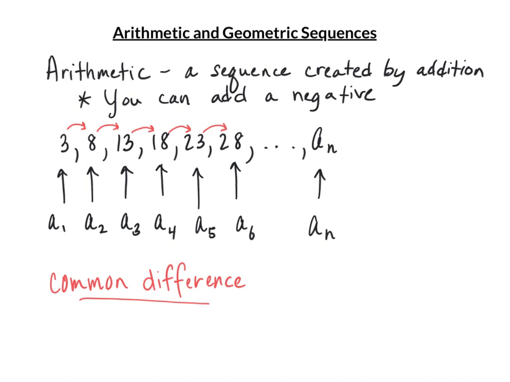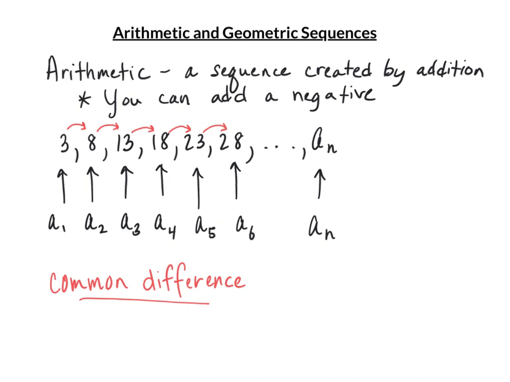Look at the sequence here. Notice that 8 minus 3 is 5, 13 minus 8 is 5, 18 minus 13 is 5. 5 is what I add to get to each new term. That is called the common difference because each time I subtract the previous term from the next term, I get 5. We use subscripts to describe each term in the sequence.